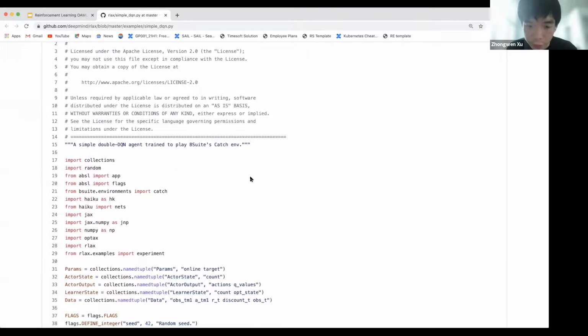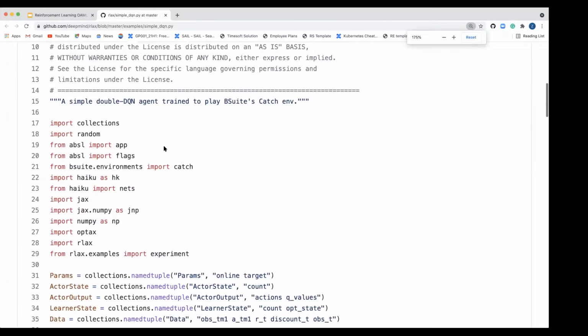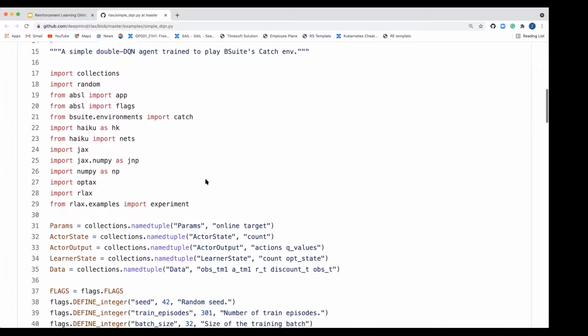Can you see the screen of the GitHub? Yes. Okay, cool. Thanks for confirming.